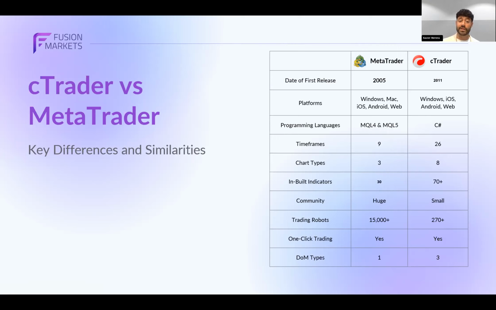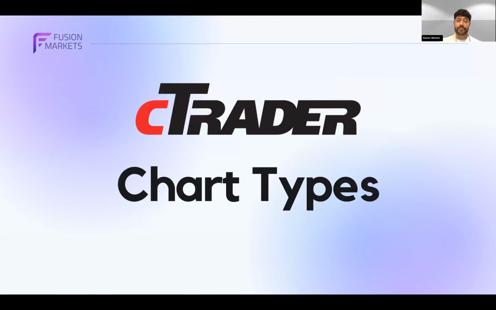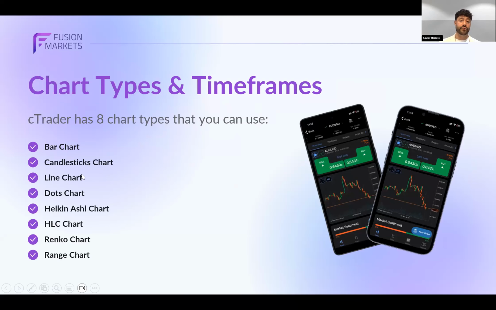There is a smaller list of robots also that you have access to, but if you are a coder, you can take full advantage in coding C# or C-sharp, and it makes it very, very simple. You do have one-click trading, and as I mentioned, depth of market. So I'm going to start by taking you through the chart types, and I'll open up cTrader in just a moment so everyone can have a look at those, but we will go through bar charts, candlesticks, line charts, dots, Heikin-Ashi, HLC charts, Renko, and range charts. So I'll open up cTrader now, just a moment.